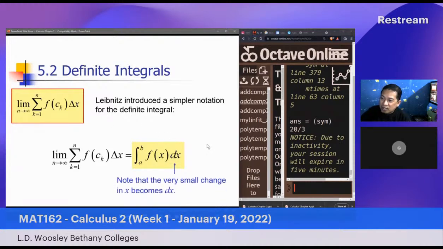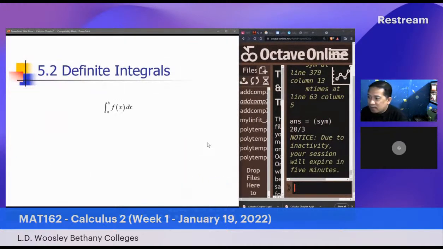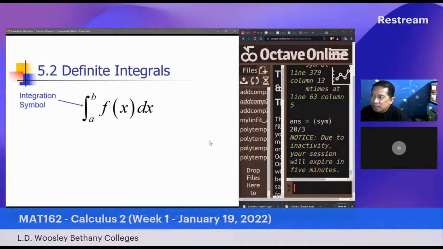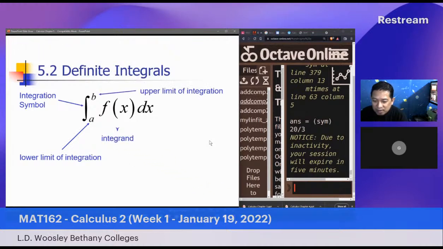So, more on history lang to. Though that the very small change of x becomes d of x. So, yan na yung d of x. Yung maliit na distansya na yun. Right? So we have here the symbol of integration and the lower limit. Of course, b is the upper limit. And the integrand, of course, and the differentiable variable or variable of integration or the dummy variable.